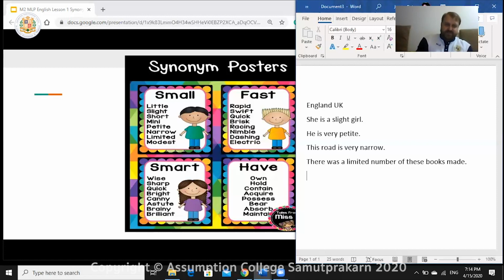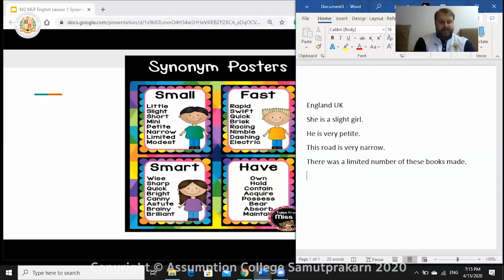brisk, racing, nimble, dashing, electric. These are all synonyms of fast. Some of them mean very fast. Electric means very fast. Why? Because electric moves so fast.